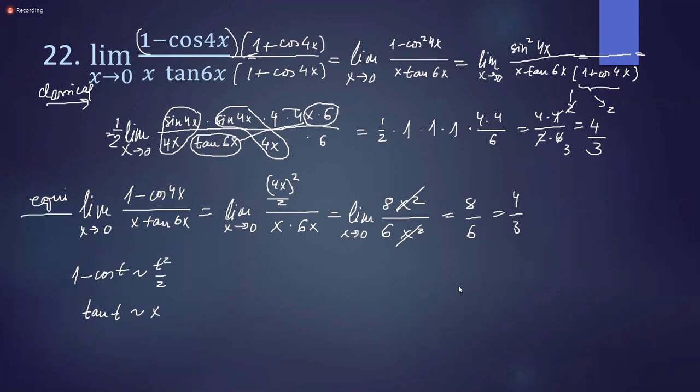Remember that 1 minus cosine alpha equals 2 times sine square of half angle. So this means that 1 minus cosine 4x can be replaced by 2 times sine square of half of 4x, that is of 2x.